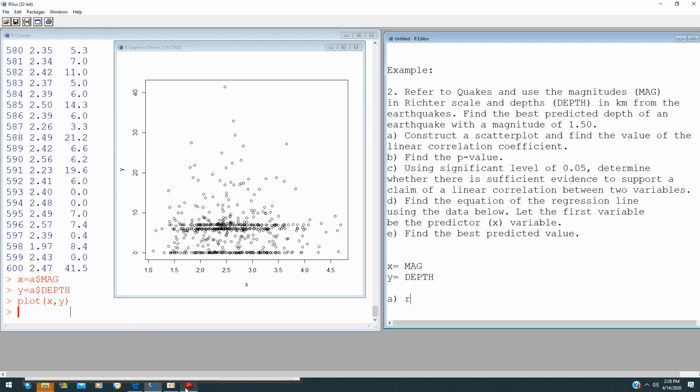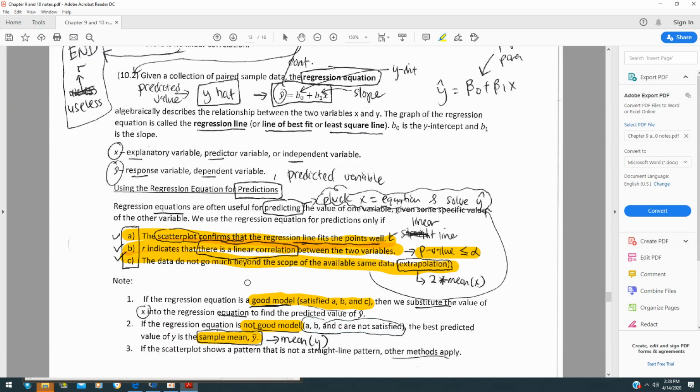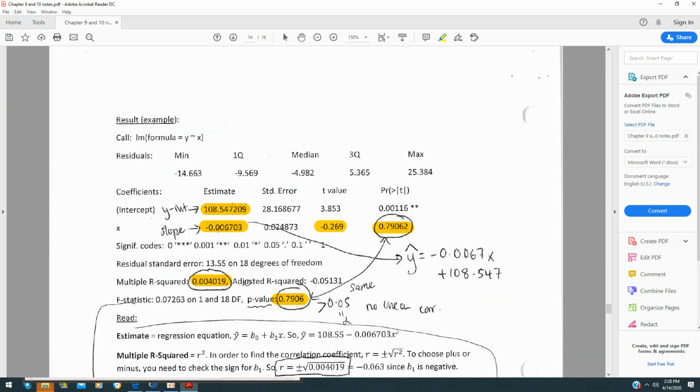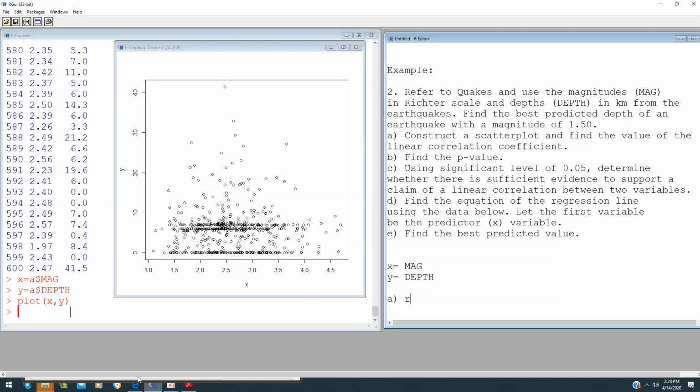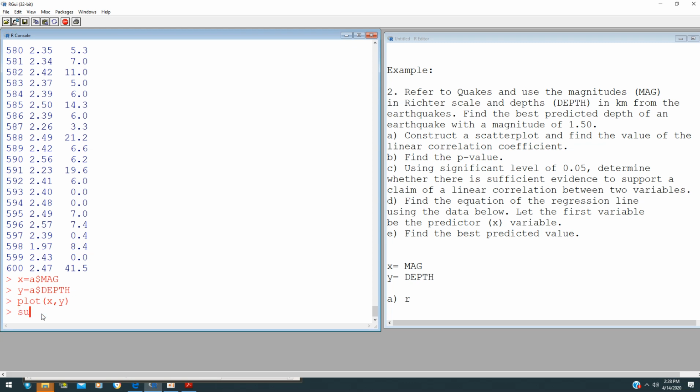So how do you find R in this case? Using R, your program, plot(x, y) is to draw a scatter plot. So you have to do summary(lm(y ~ x)), with the tilde sign, and then double closing parentheses. In order for us to get the rest of the information, you have to do summary(lm(y ~ x)), double closing parentheses.